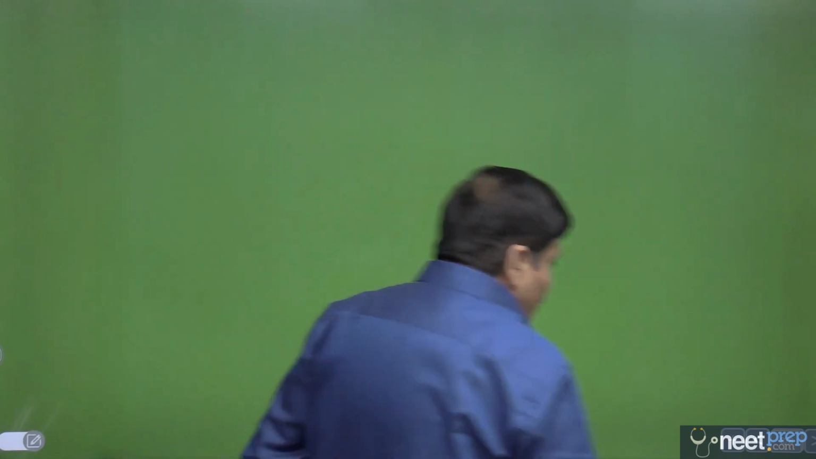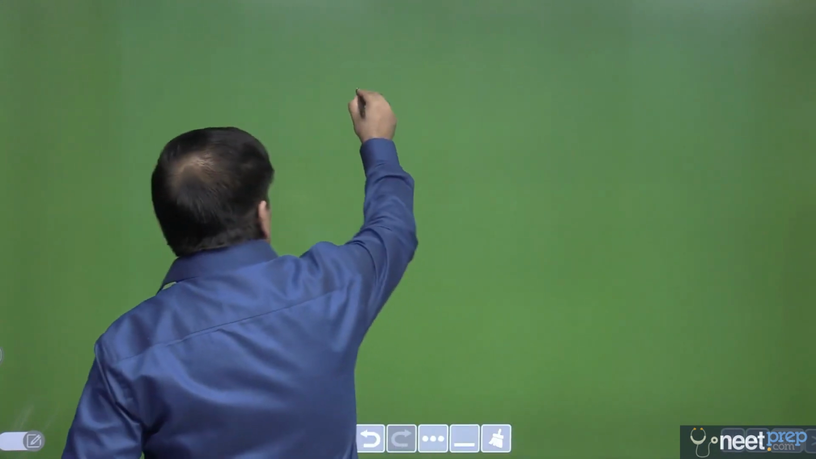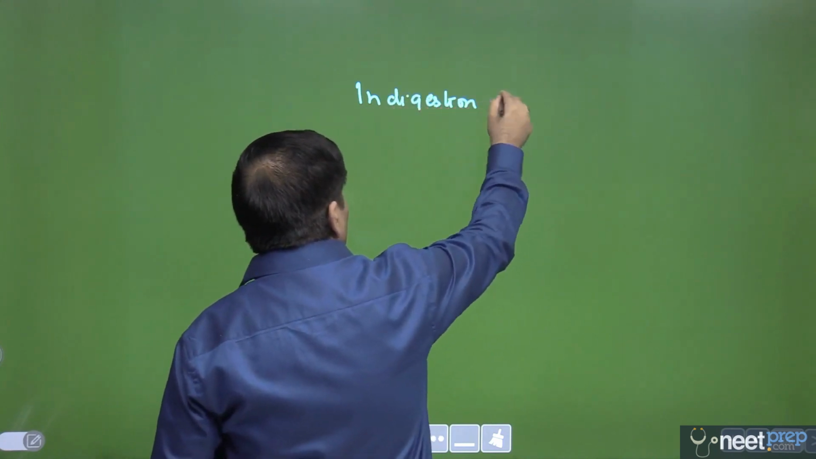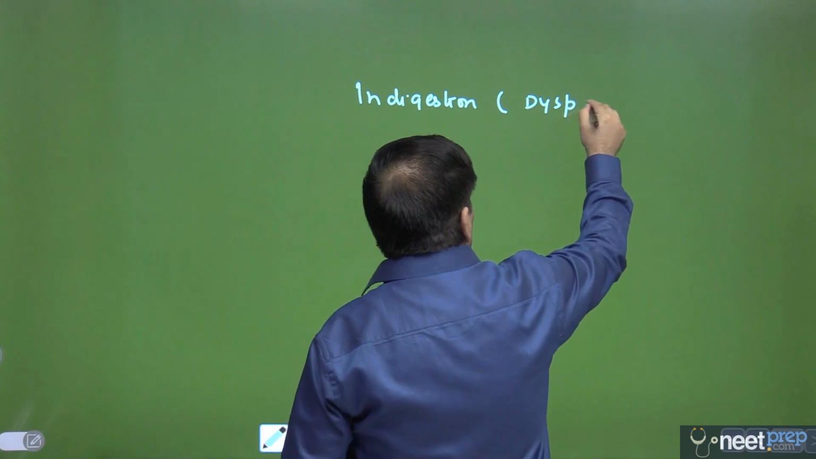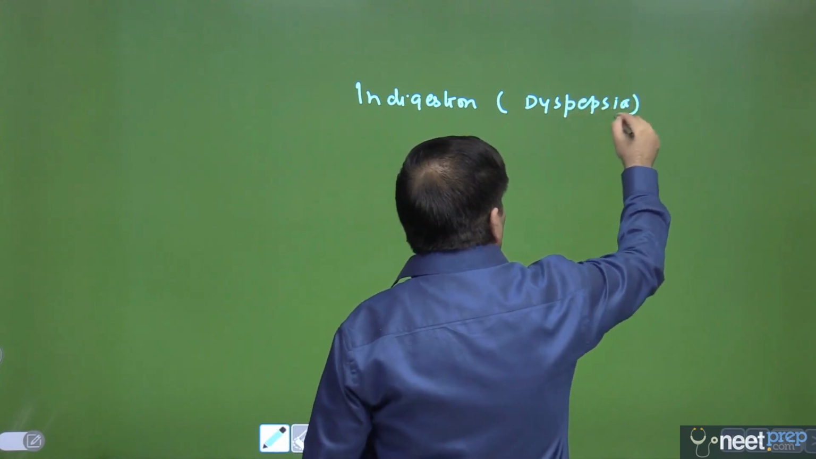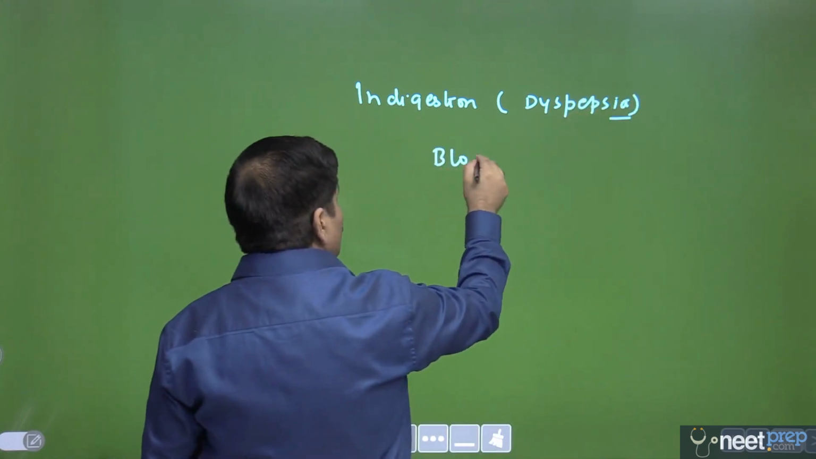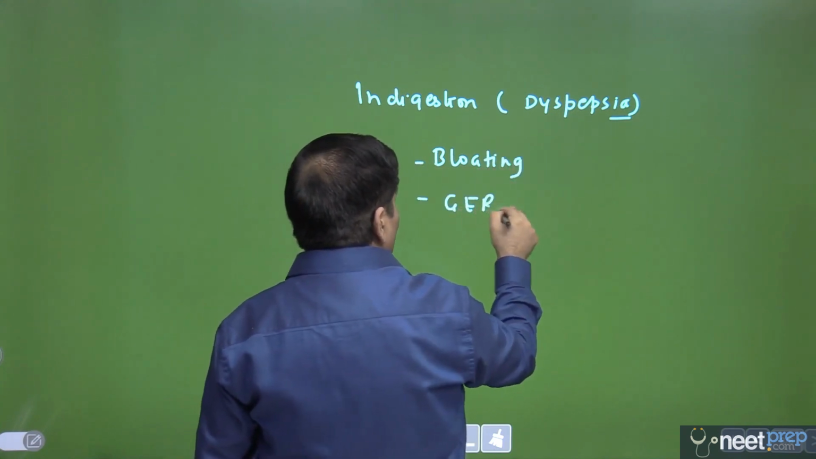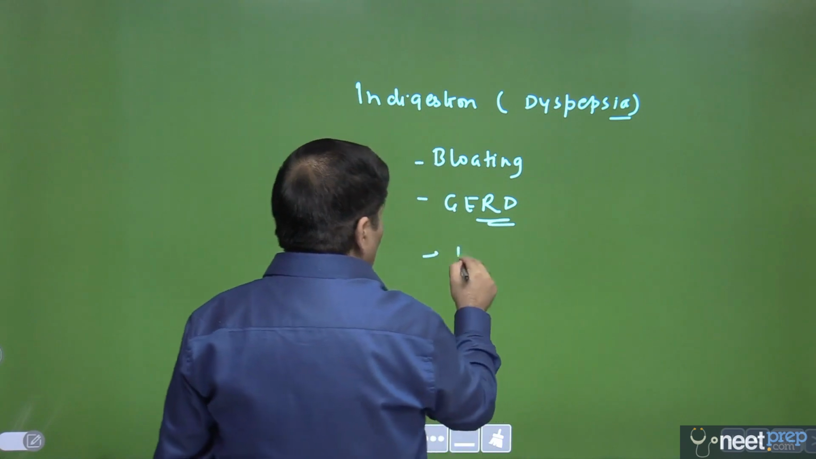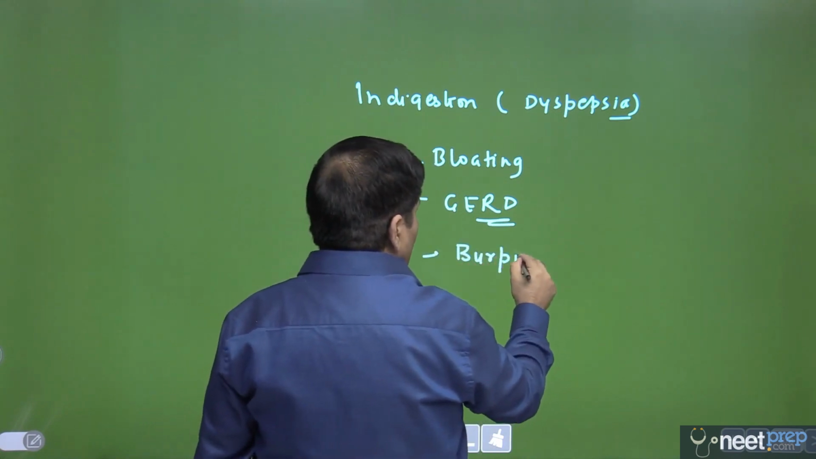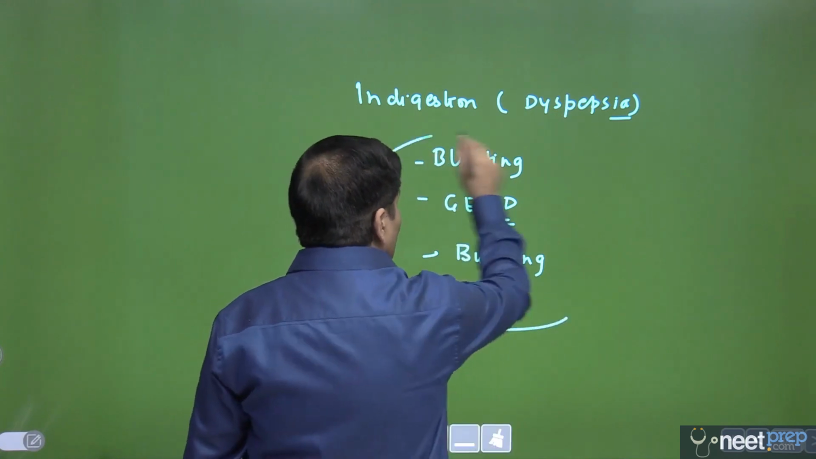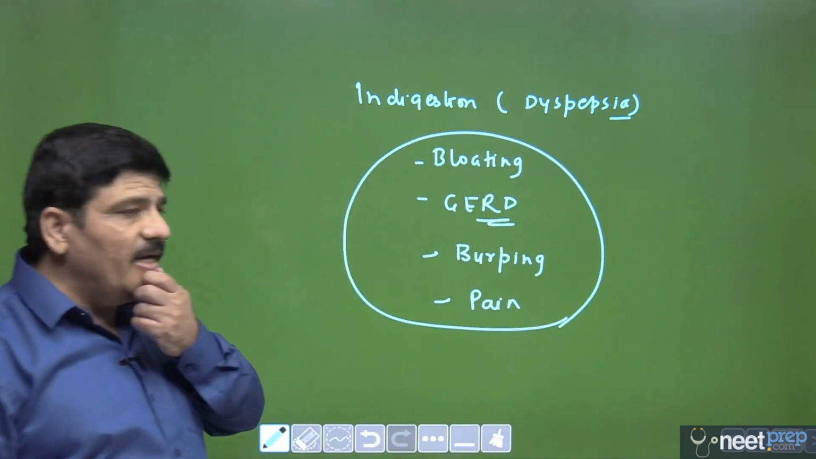The other thing which is called as indigestion, I told you I will not write, but probably now I will have to write it. This is indigestion, and please try to remember an important word which is called as dyspepsia. So dyspepsia is a clinical condition where there is bloating, abdominal fullness, there would be GERD, the reflux esophagitis, there can be burping, belching, and obviously there would be discomfort and pain abdomen. So all these things would be called as dyspepsia or indigestion.